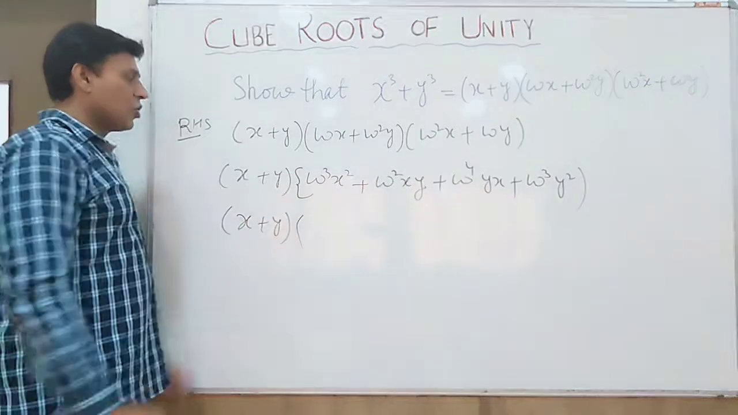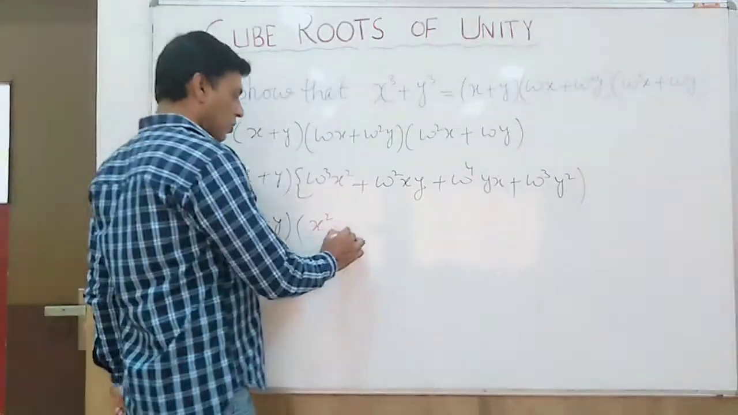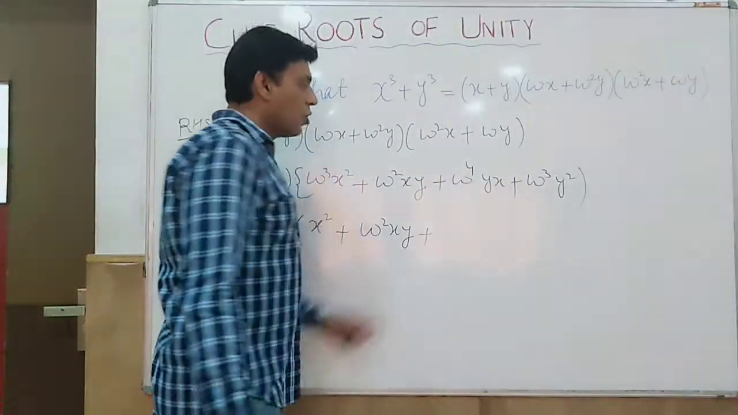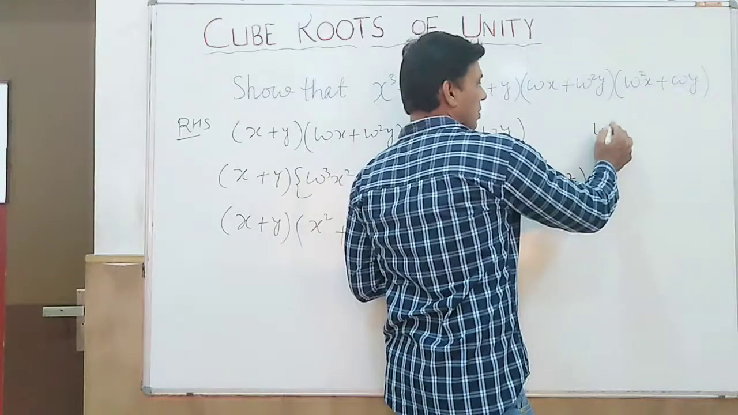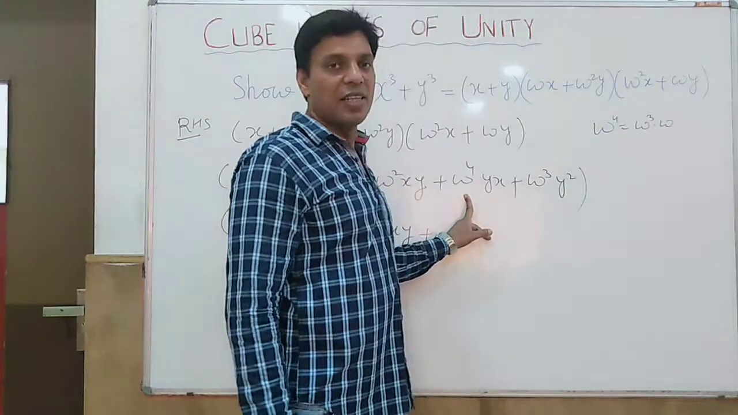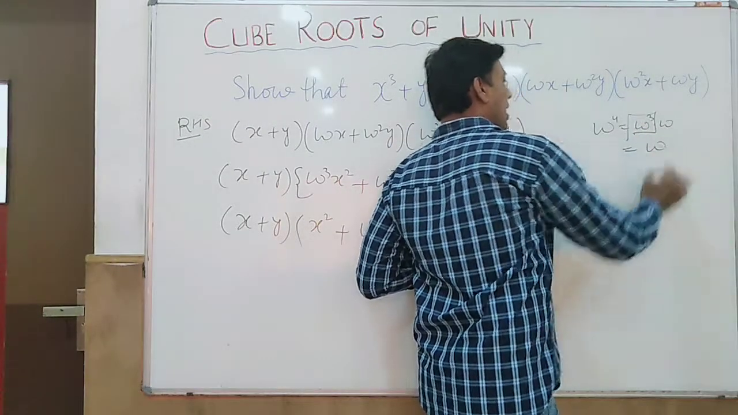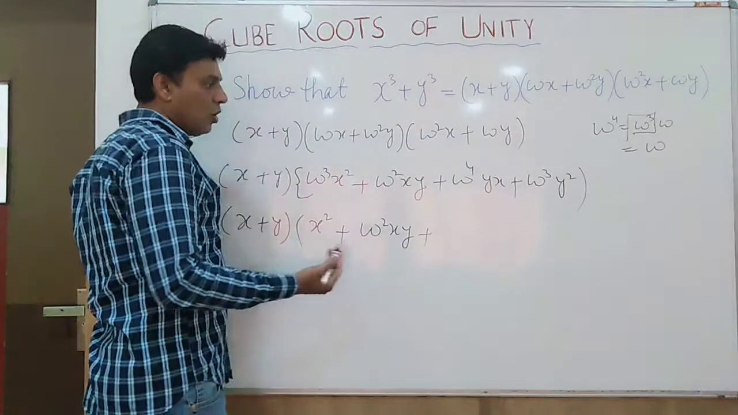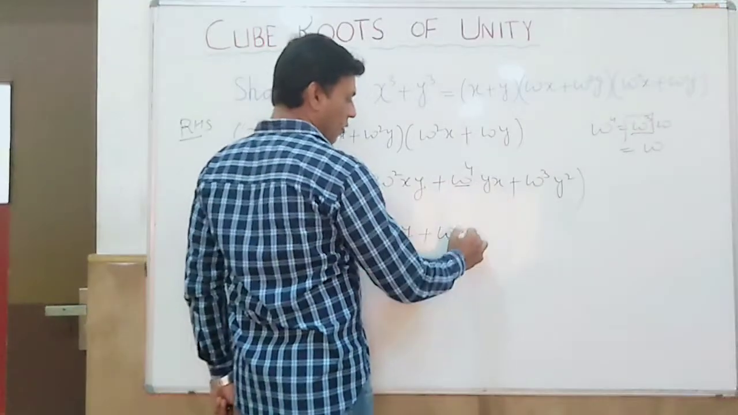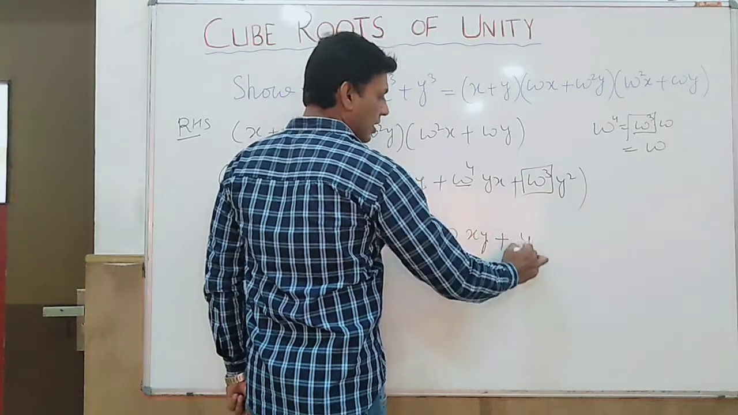X plus y. You know the value of omega cube is 1. So x square will remain, plus omega square xy. And you know omega to the power 4 can be written as omega cube into omega. We can write like this, law of exponents, but omega cube is 1. So you will have omega. That is omega to the power 4 will be omega. So in place of omega to the power 4, omega yx, that is xy. Again omega cube will be 1, that is y square.